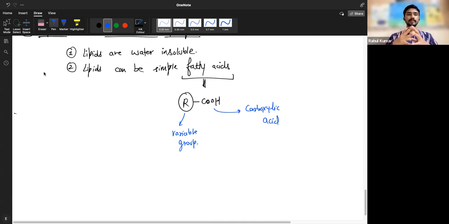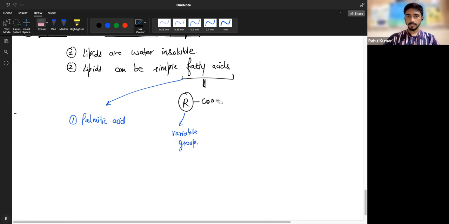Now this R group can be any number of molecules attached, so it is like a long chain. For example, some examples of fatty acids are palmitic acid. This acid is used in many beauty products as well. So it has a carboxyl group. Sorry, I'm so sorry. It's not a carboxylic acid group. It has a carboxyl group.